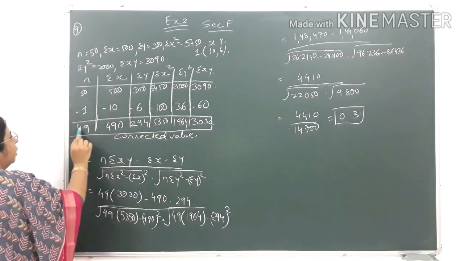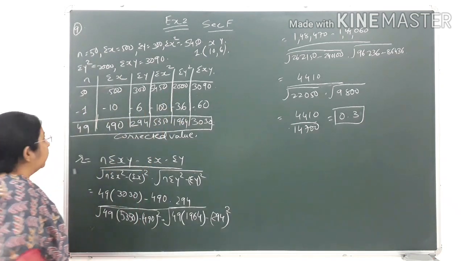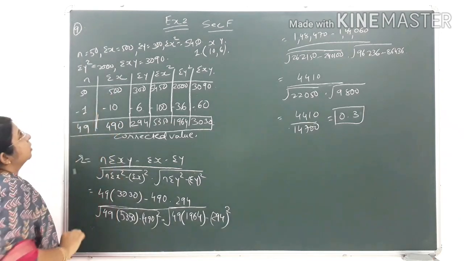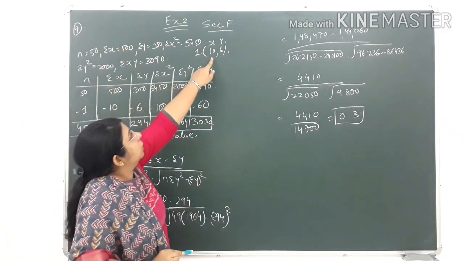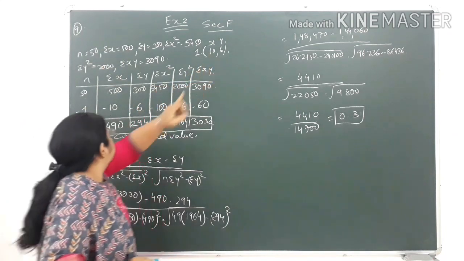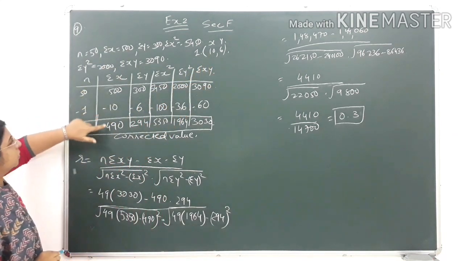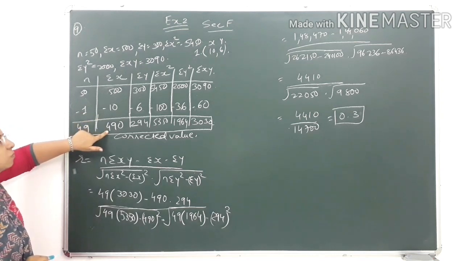So 50 minus 1, it would come to 49. Next, sigma x. Sigma x, you can see it is given in the question, that is 500. Now over here it is sigma x that is given to you 10. So you have to subtract 500 minus 10, so it would come the corrected value, that is 490.